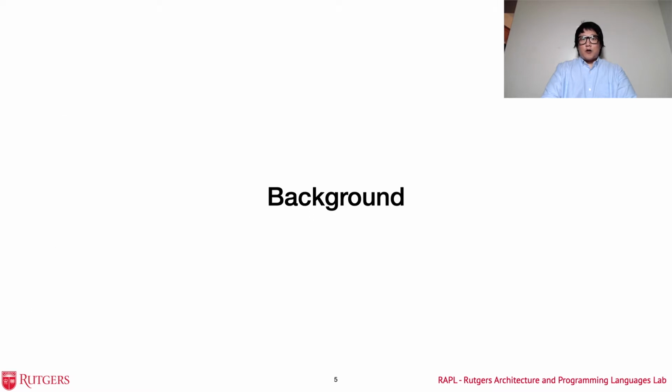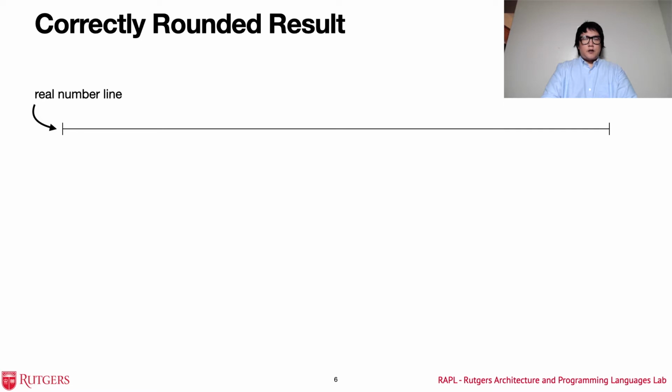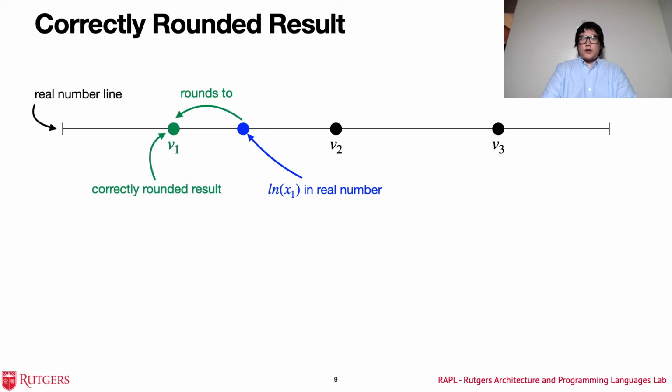Now let me start out by first describing what correctly rounded result is. Consider a real number line here. 32-bit float can only represent finitely many values. And let's say natural log of x1 is this blue value, then you have to round this value to a 32-bit float value, which is the green v1 in our case. This green v1 is called the correctly rounded result. An approximation function that produces the correctly rounded results for all inputs is called the correctly rounded approximation function.